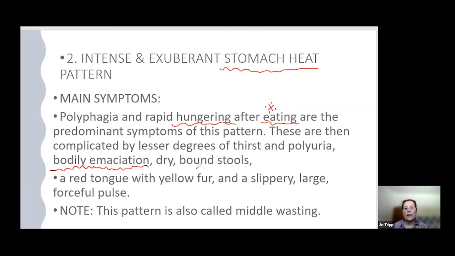And their stool is more dry. So there is still some heat set in there, and the heat is even more severe. A yellow tongue coating, that's usually internal heat. And the pulse is bigger, larger, same meaning, bigger, and a forceful pulse, that's excessive heat.